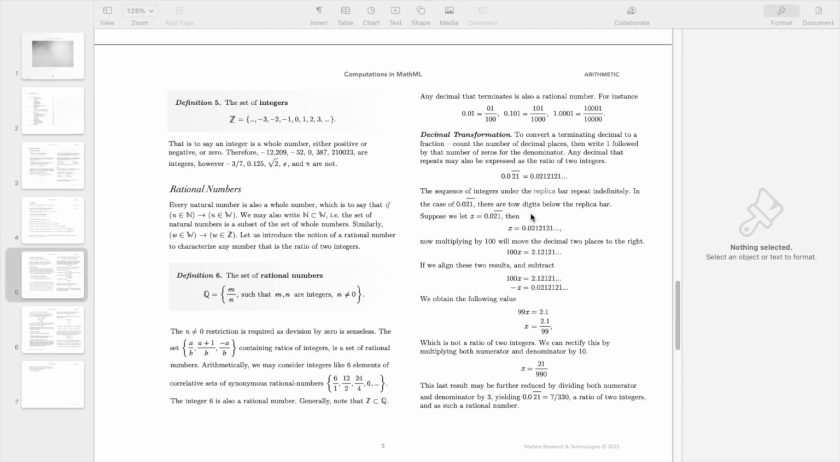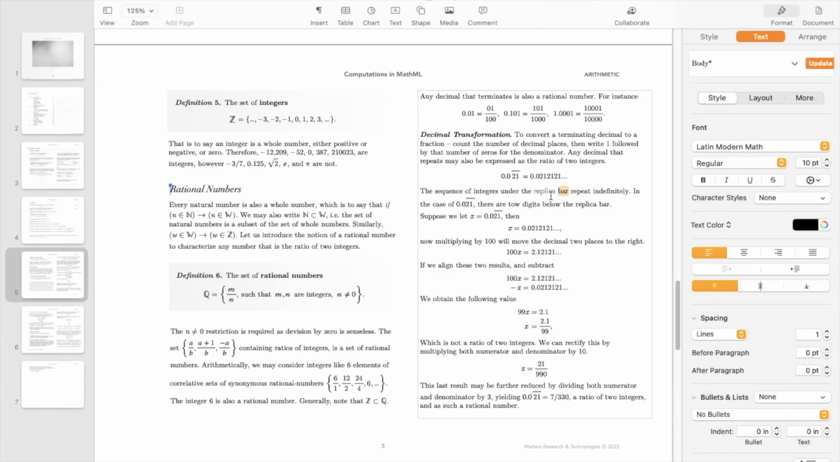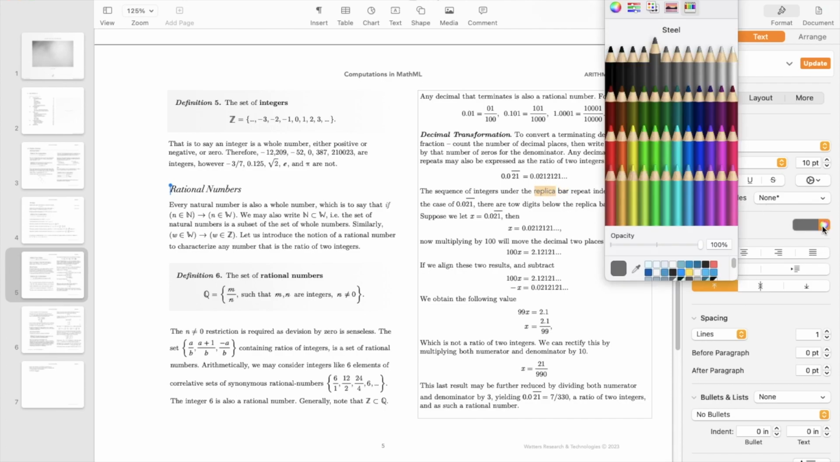The sequence of integers under the replica bar, I actually want to, let's see here, I want to match this in terms of font and size and so on. So we've got Avenir Book, 10-point font, and the color gray. What kind of gray is it? Let's have a look. Steel, great.